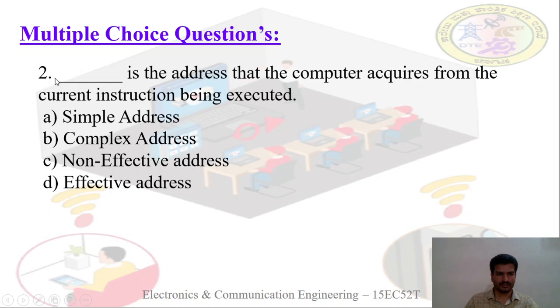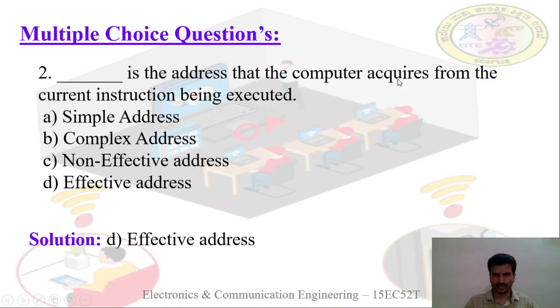Second question: dash is the address that the computer acquires from the current instruction being executed. A. Simple address, B. Complex address, C. Non-effective address, D. Effective address. So the answer is option D, effective address. The effective address is the address that the computer acquires from the current instruction being executed.